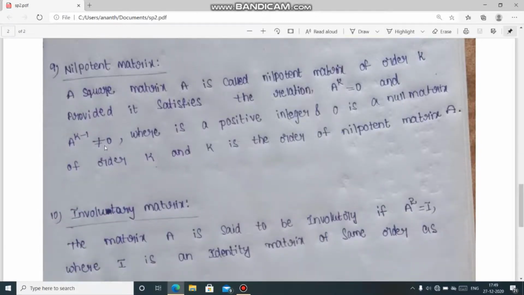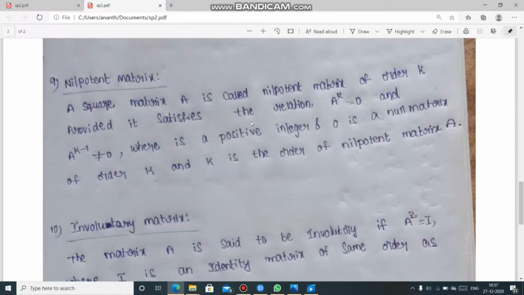And the ninth one, nilpotent matrix. Definition for nilpotent matrix: a square matrix A is called a nilpotent matrix of order k, provided it satisfies the relation A power k is equal to 0 and A power k minus 1 not equal to 0, where k is a positive integer and 0 is a null matrix of order k, and k is the order of nilpotent of matrix A.